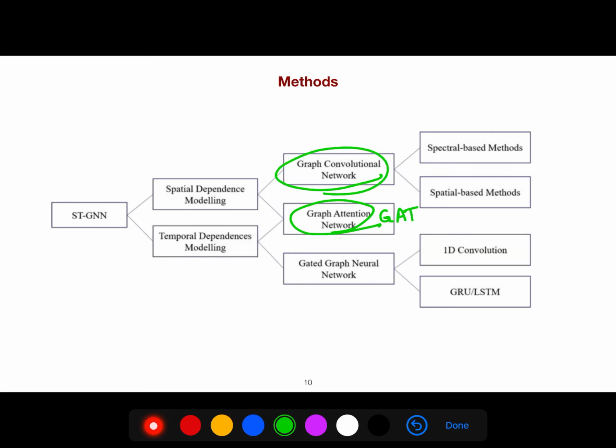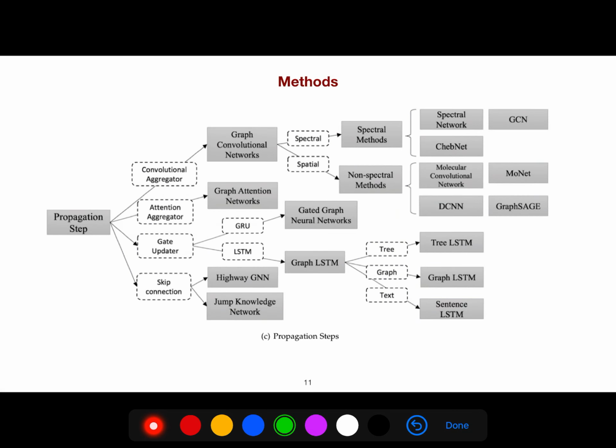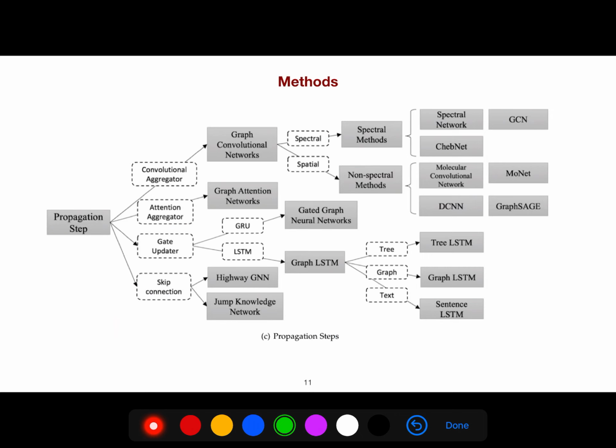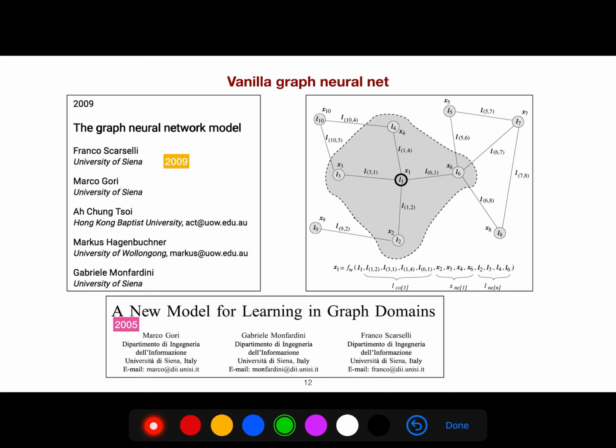And the graph convolution network is also very popular among these graph neural networks. But because I want to show you some code, I started from a very elementary vanilla graph neural network. So there are lots of methods, as you know, graph LSTM, and here there are even spectral methods, non-spectral methods. There are many different ways to categorize these methods.